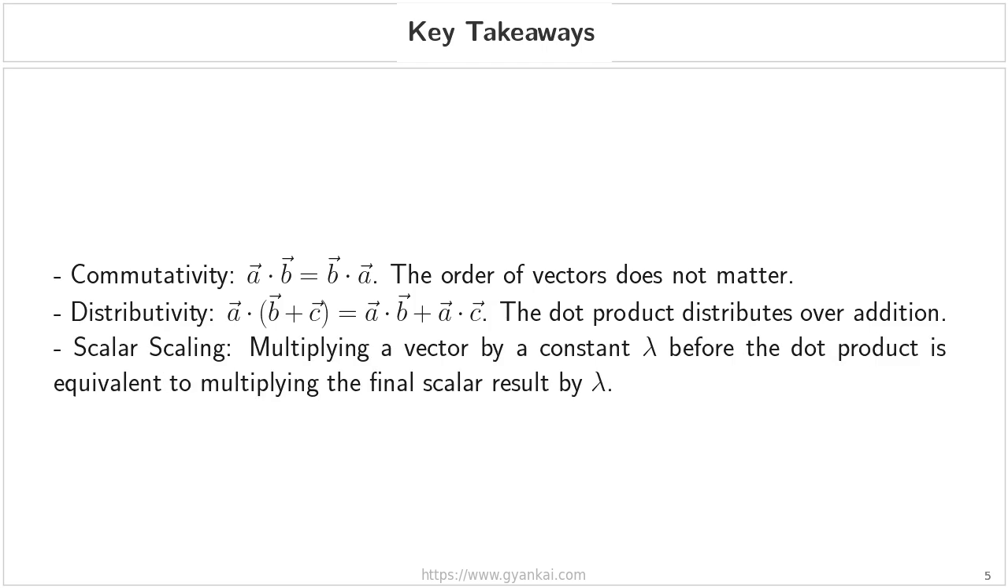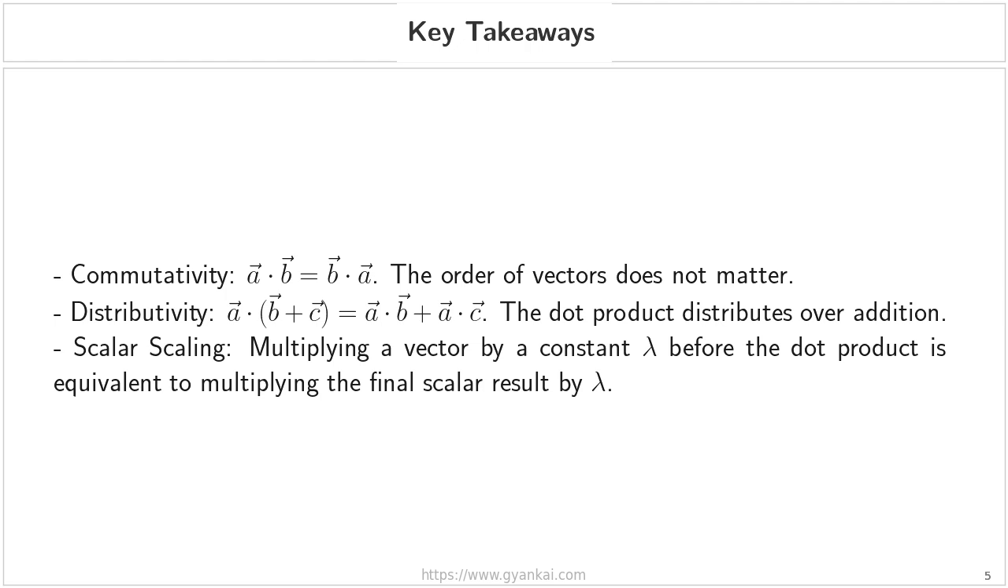Finally, we have scalar scaling. As we explored in the previous slide, the scalar product interacts linearly with constants. This means that if you multiply a vector by a constant lambda before performing the dot product, it is mathematically equivalent to simply multiplying the final scalar result by that same lambda.